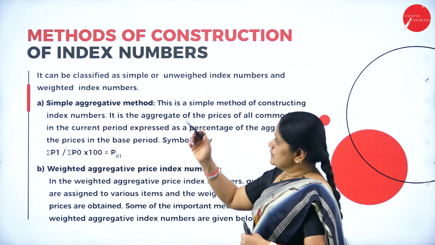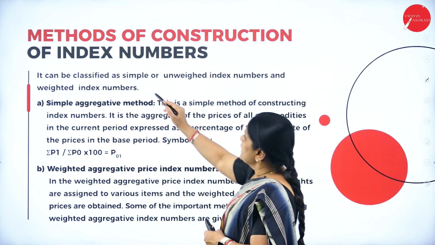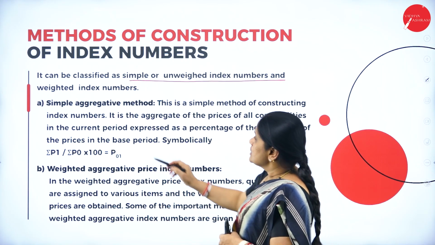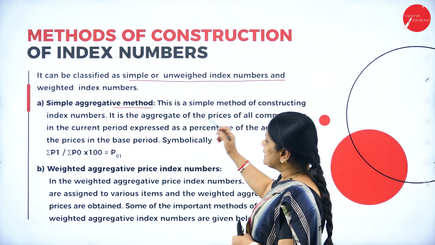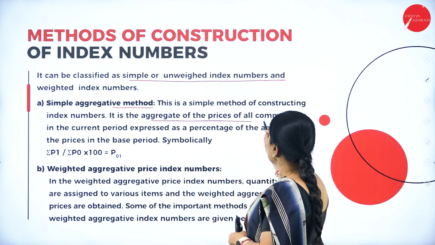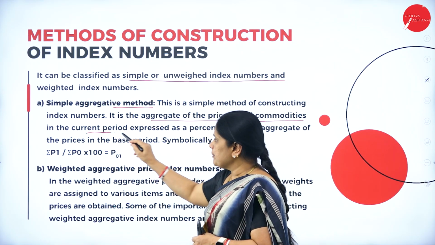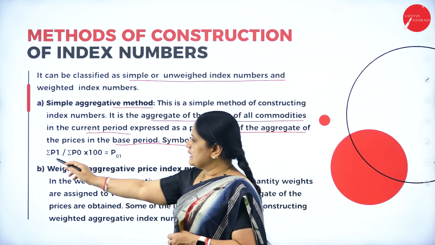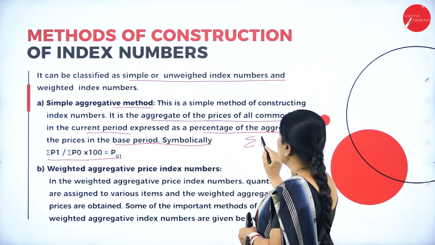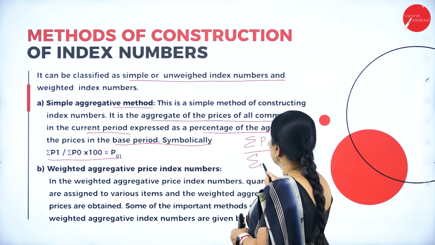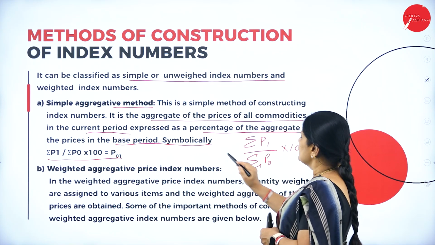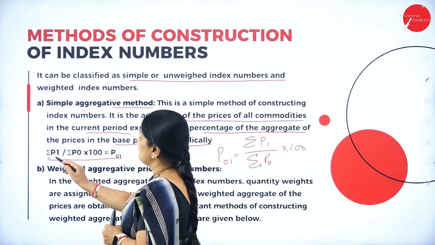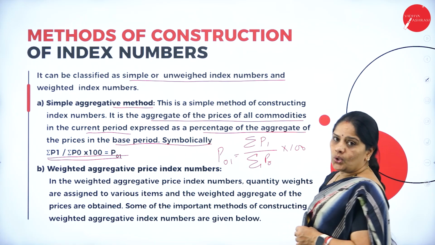Now let us see the methods of constructing index numbers. They can be classified as simple or unweighted index numbers and weighted index numbers. First, the simple aggregative method. This is a simple method of constructing index numbers. It is the aggregate of the prices of all commodities in the current period expressed as a percentage of the aggregate of the prices in the base period. Symbolically, it is written as sigma P1 divided by sigma P0, into 100. So this becomes the price index. The simple price index formula is sigma P1 by sigma P0 into 100.